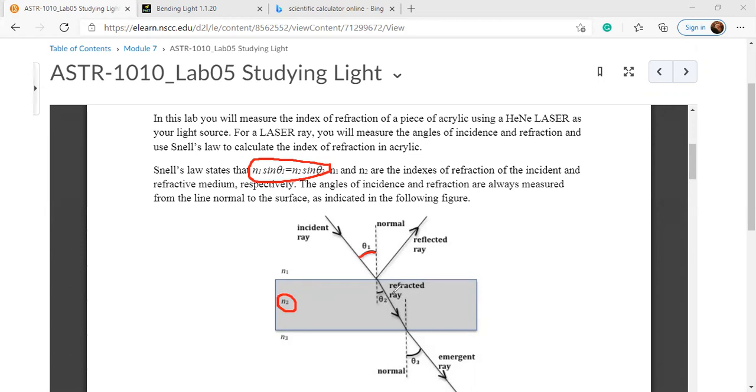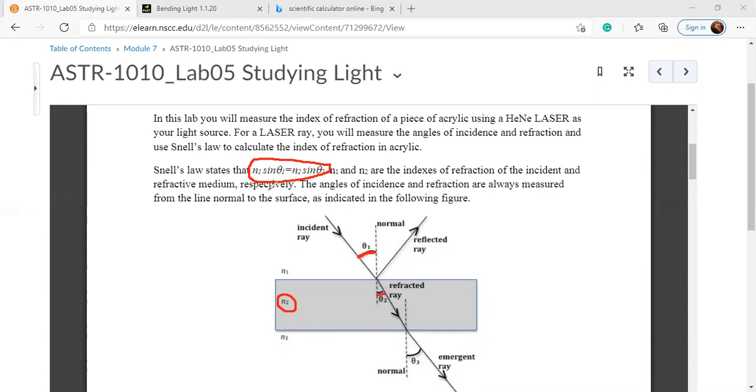If this glass slab is not here, the path of this ray should be straight like this, right? It will follow the same path from here, but it is bending by some degree right here. So our goal is to measure this angle and this angle. This is theta 1 and this is theta 2. This is the incident angle, and this is the refracted angle.